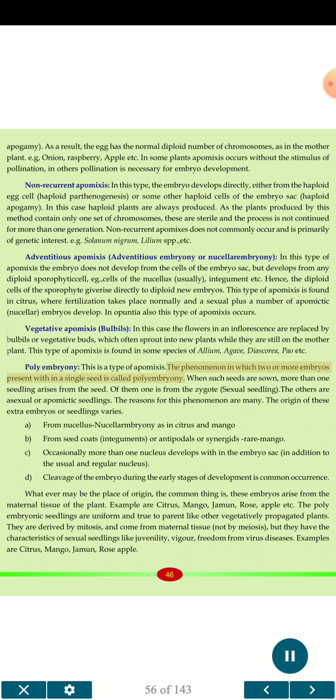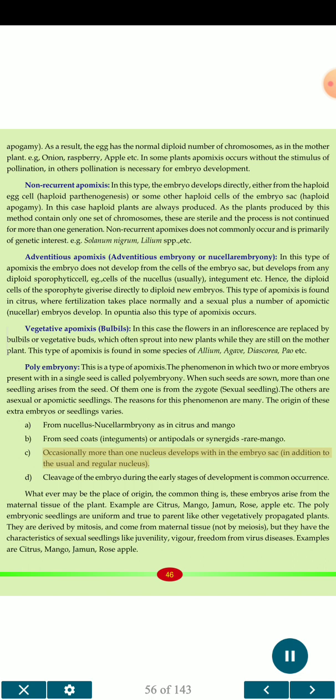Polyembryony. This is a type of apomixis. The phenomenon in which two or more embryos are present within a single seed is called polyembryony. When such seeds are sown, more than one seedling arises from the seed. Of them one is from the zygote, the sexual seedling. The others are asexual or apomictic seedlings. The reasons for this phenomenon are many. The origin of these extra embryos or seedlings varies. A. From nucellus, nucellar embryos, as in citrus and mango. B. From seed coats, integuments, or antipodals or synergids, rare in mango.